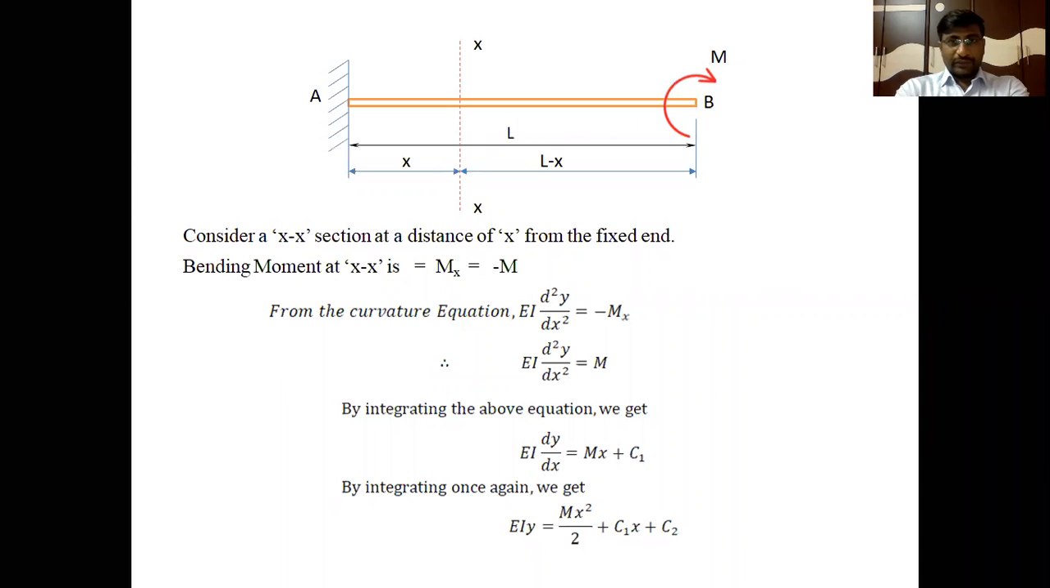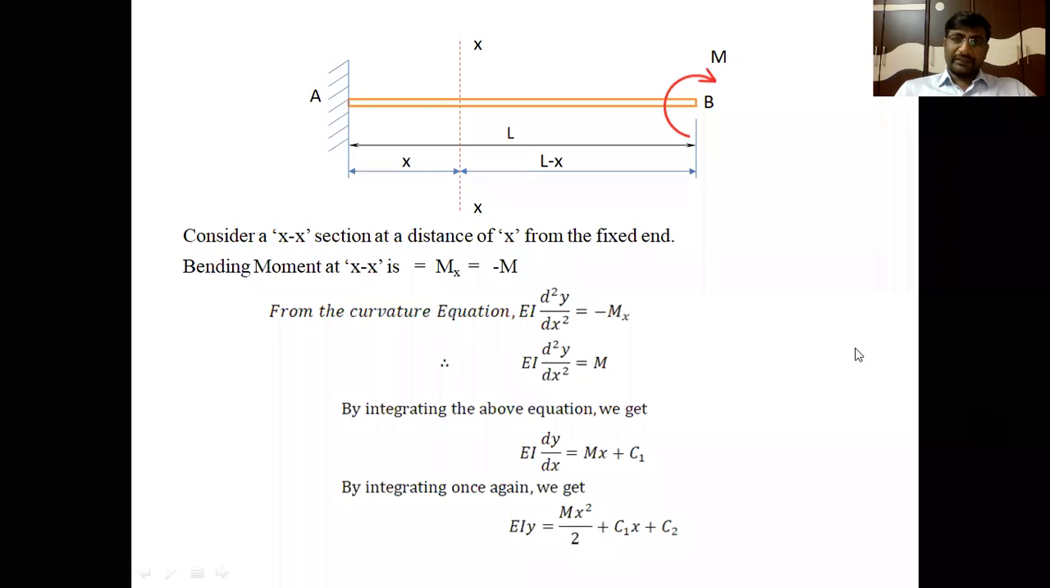This is the given diagram. The diagram is not given in the problem, so you should draw the diagram yourself in the examination. You have to draw the cantilever beam and locate the clockwise moment M at the free end, like that. This is the moment, okay, students.